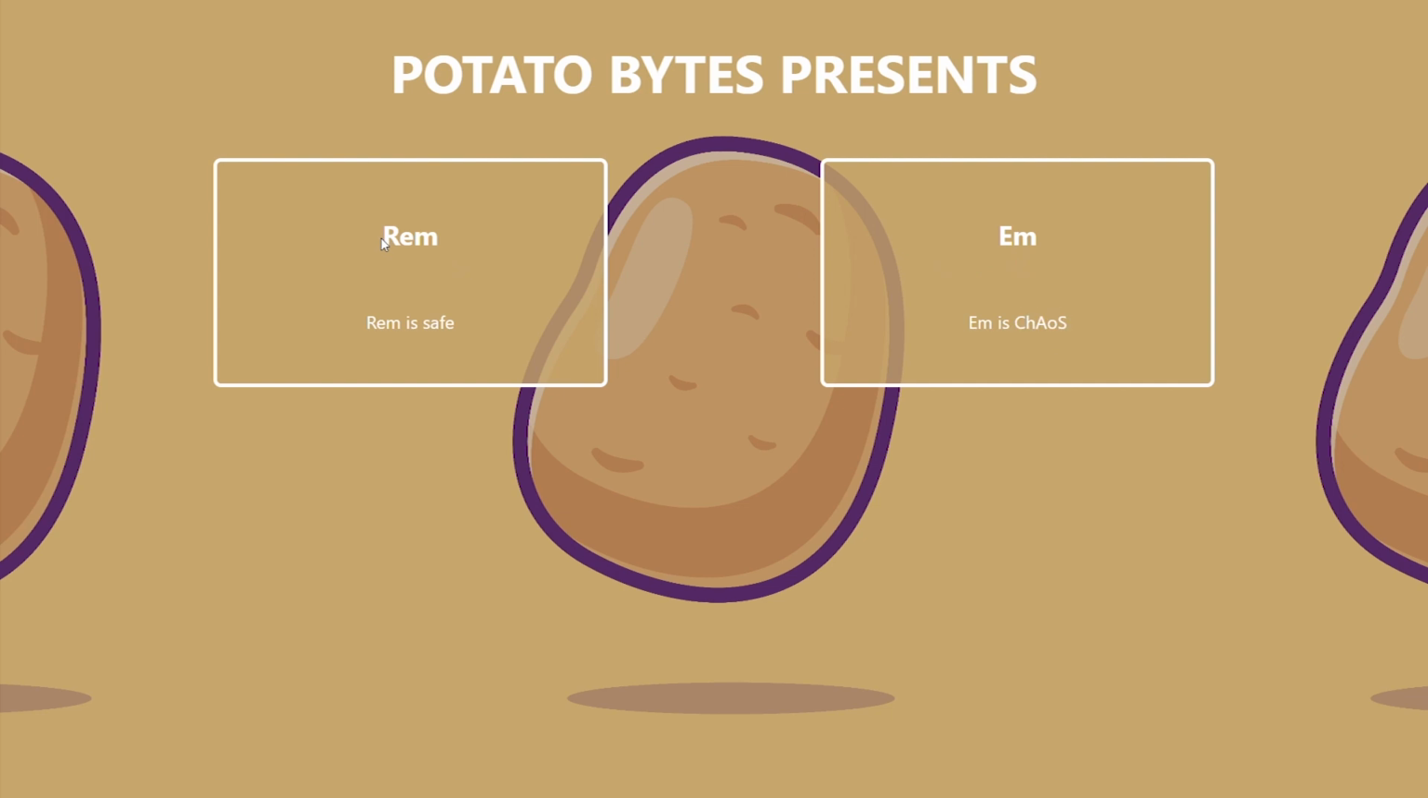Long story short, REM is a size based upon the size that you've set in the root element, which is the HTML tag. So this means that if you say font size 14 pixels in the HTML tag, then one REM now equals 14 pixels.